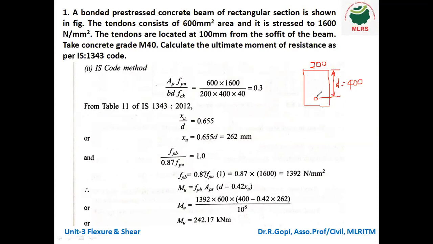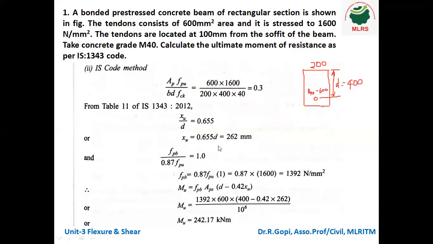Okay. And area of pre-stressing steel is, this is area AP. AP, area of pre-stressing steel. AP, or sometimes as per the formula it is called APS. It is equal to how much? In the question they have given 600. Okay. So calculate the ultimate moment of resistance.